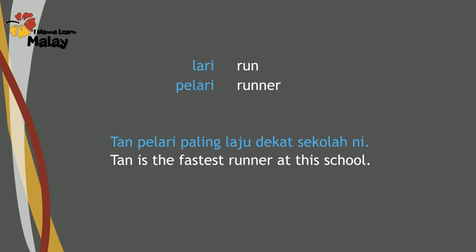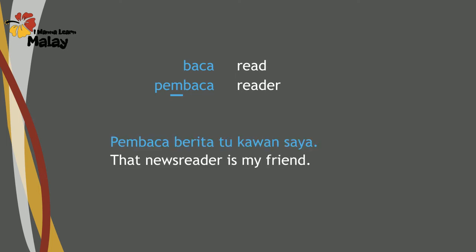So verbs starting with B would require an additional M added with per. For example, baca is to read. A reader is pembaca. Pembaca berita tu kawan saya. That newsreader is my friend.